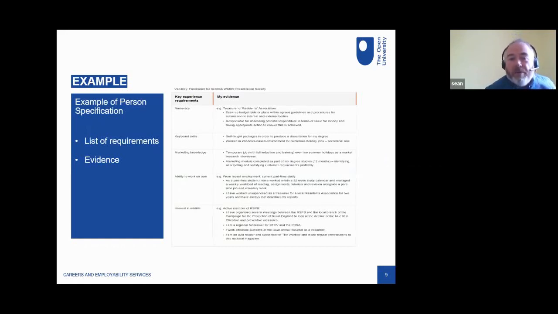So just looking at one there, the numeracy one. A key skill that the employer is looking for is somebody with numeracy, and then you can give examples like treasurer of a residents association, where you've drawn up the budget, or you've been responsible for assessing potential expenditure. So it's how you match your evidence to the actual skill sets. It's really important in the application process.